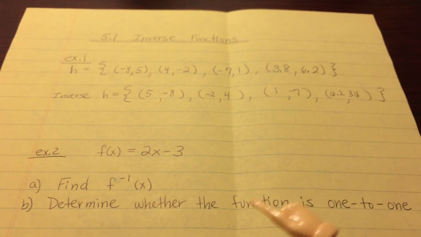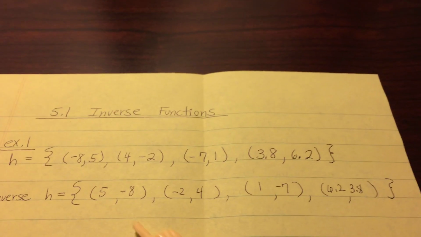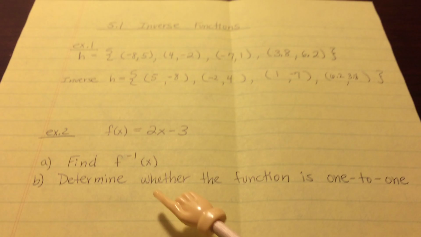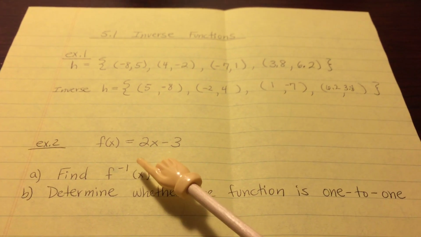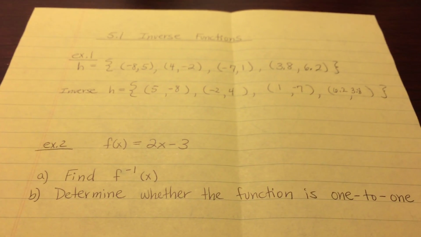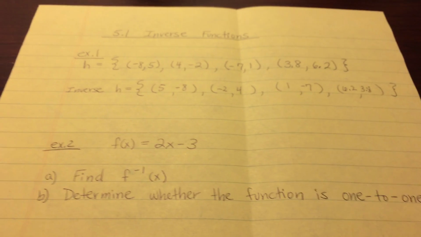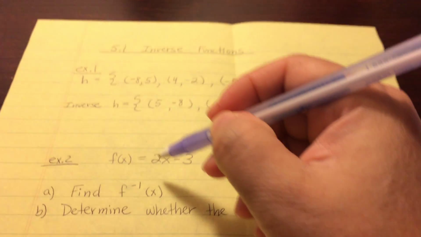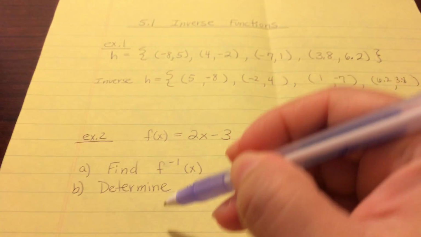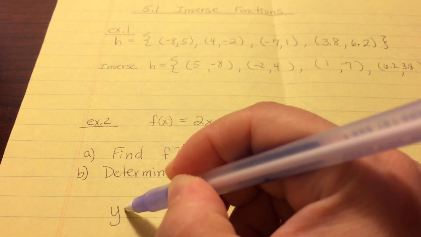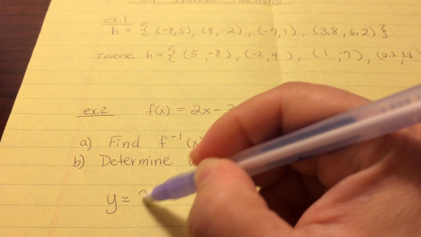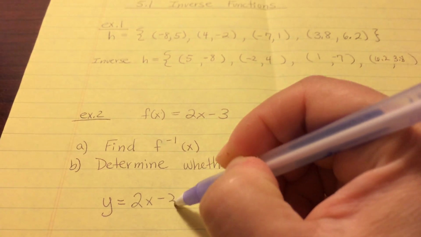So when we do an inverse, we're going to do the switching. As the definition says, we're switching the x and y's. It's the same idea with this one right here. We're going to switch the x and y's, but it's an equation that we're switching. So the f of x right here is the same thing as y. So I'm going to put y equals, and then 2x minus 3. I'm just copying all of this right here. I haven't done the inverse function yet.